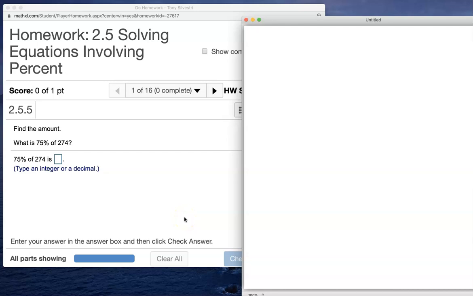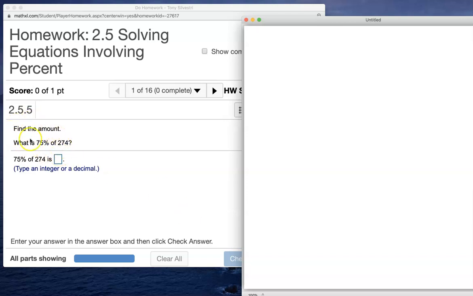Welcome to section 2.5, solving equations involving percents. Well, this is not going to be a very difficult section. It's a very simple task to deal with percents. First off, what does percent mean? Percent is Latin for divide by 100. That is basically what an old teacher of mine way back when told me what percent was. Percent, per 100, divided by 100.